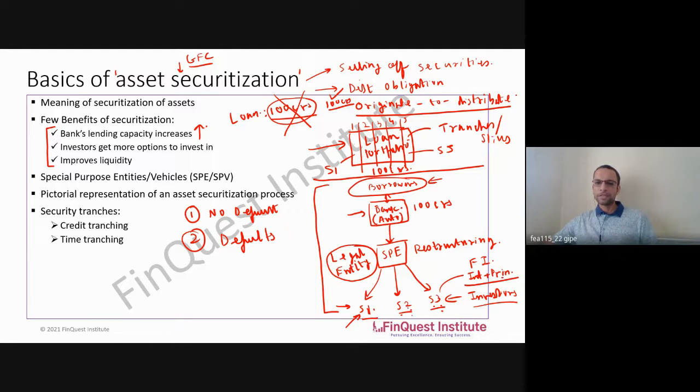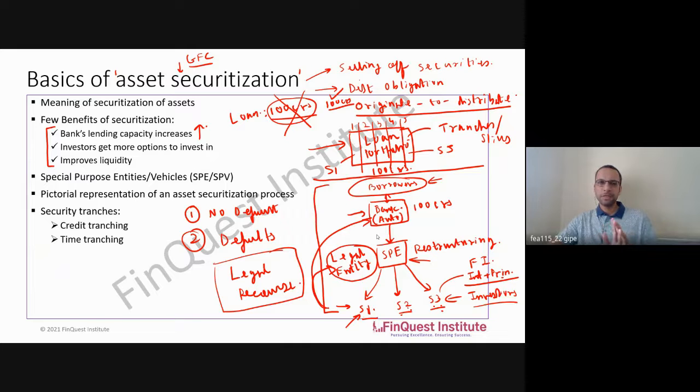Because now investors will have a claim only on the assets of the SPE. This is also what we call legal recourse, something you might have covered in your legal aspects of business subject, which you might be having one of these years. So the legal recourse which investors have is there only up till the SPE level. Investors cannot approach the bank. That is, investors cannot stake claim on any assets of the bank. They can only stake claim on assets of the SPE.